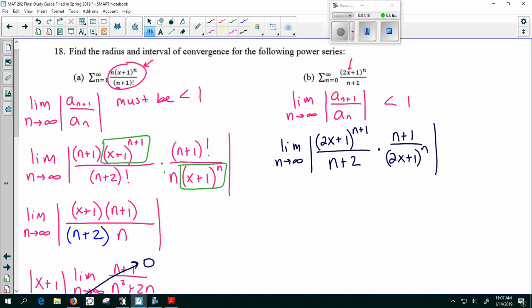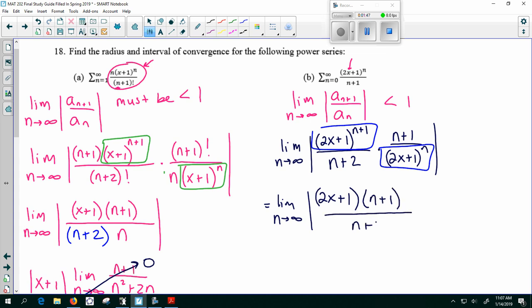Simplify this, becomes the limit as n goes to infinity of 2x plus 1 to the n plus 1 over 2x plus 1 to the n. When I reduce that, I'm going to have 2x plus 1 to the first in the numerator, right? These are like bases. You subtract the exponents. n plus 1 minus n is 1. So this is going to have a 2x plus 1 in the numerator. And then n plus 1 over n plus 2 doesn't reduce at all. You cannot simplify that.